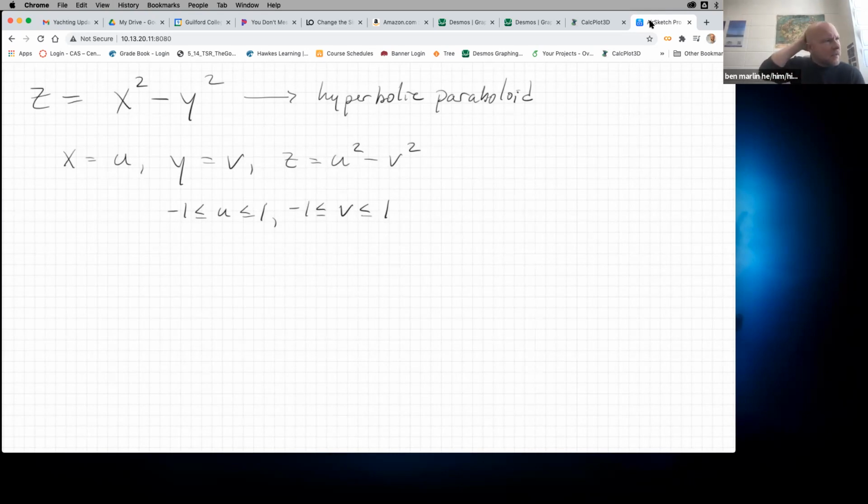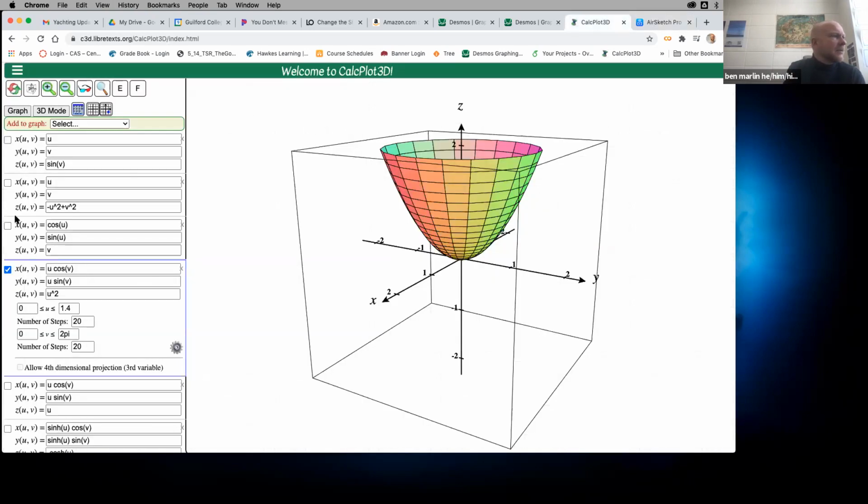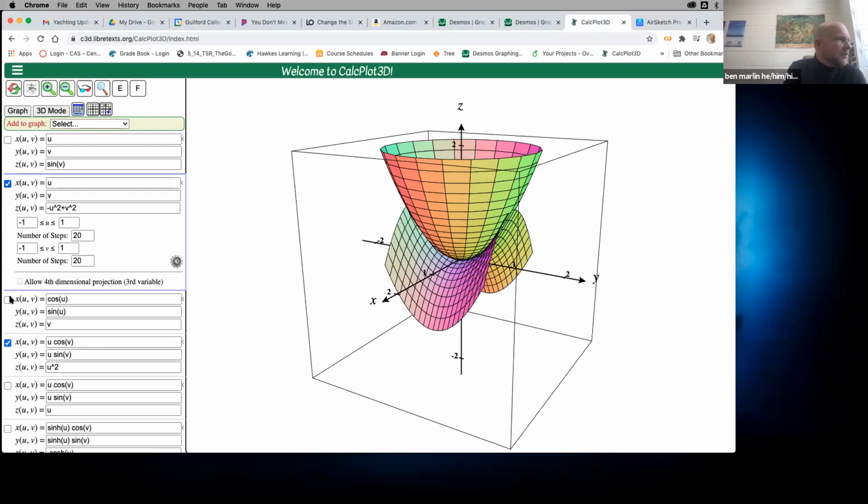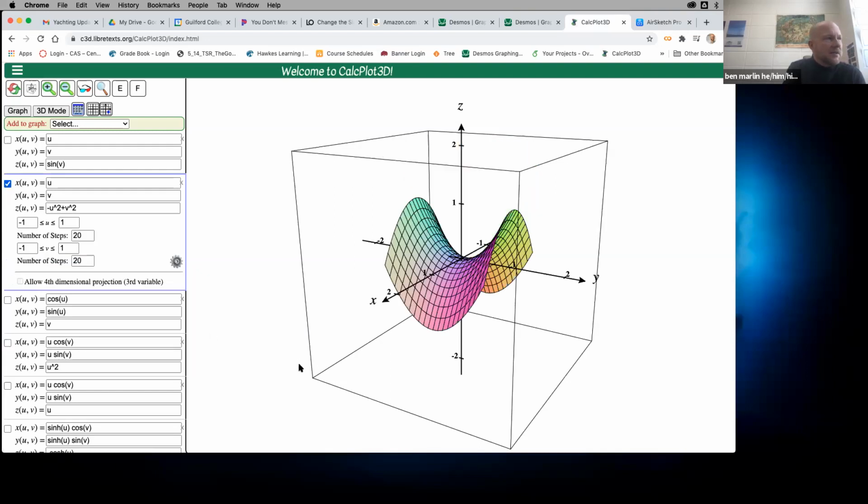But turns out if you just say to heck with it and let your x be u and your y be v, and let your u and v go from -1 to 1, your graph looks okay there, you know.